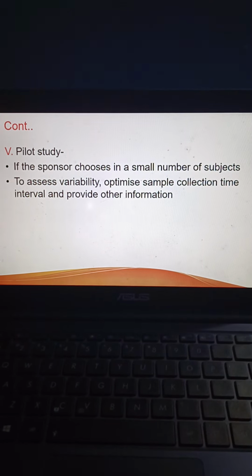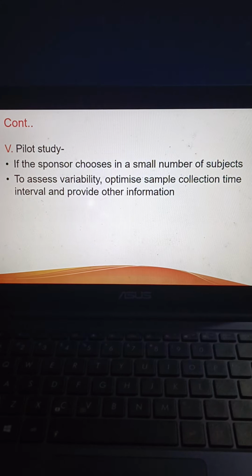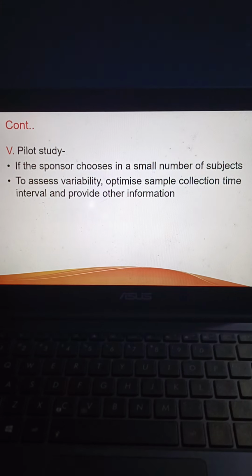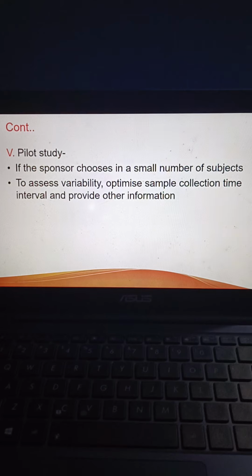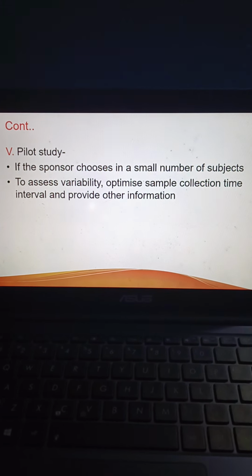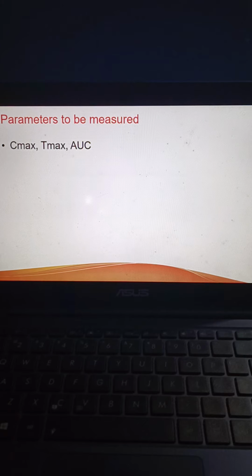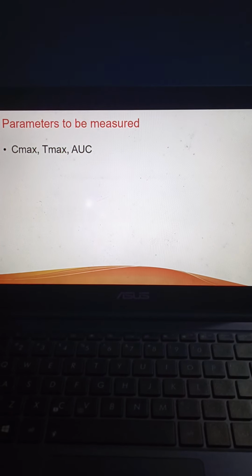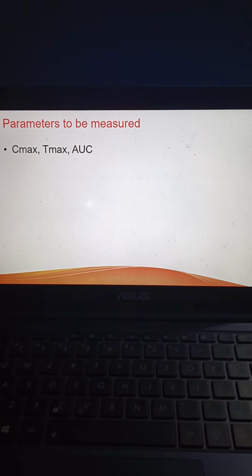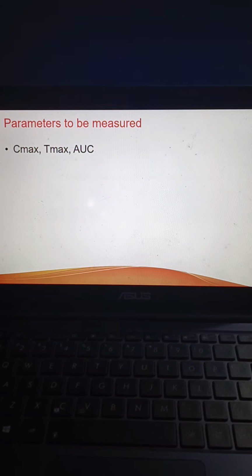Then pilot study. If the sponsor chooses in a small number of subjects to assess variability, optimize sample collection time interval, and provide other information. Parameters to be measured: Cmax, concentration maximum; Tmax, time at which maximum concentration is shown; AUC, area under the curve.